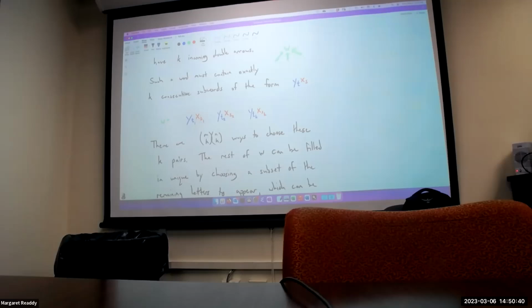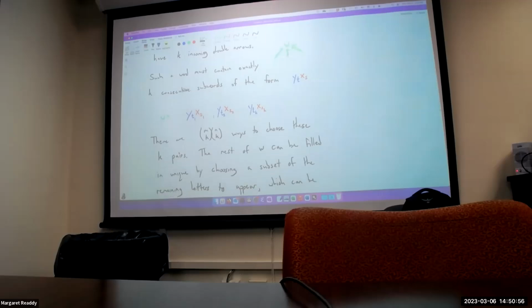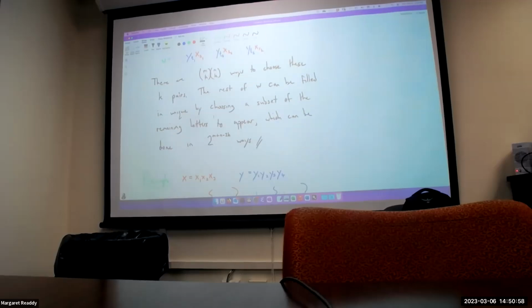So in between, say, this XS1 and YT2, if I don't want to see Y followed by an X, then I have to start with a bunch of X's, this dot part, and then finish with Y's. That'll be the only way to fit those extra letters in there. And so once I've determined what other letters appear, there's only one way to put them in, and that's why we have this power of two. So choose a subset of the remaining letters, and there are n plus n minus 2k letters left. So I've used up 2k letters so far.